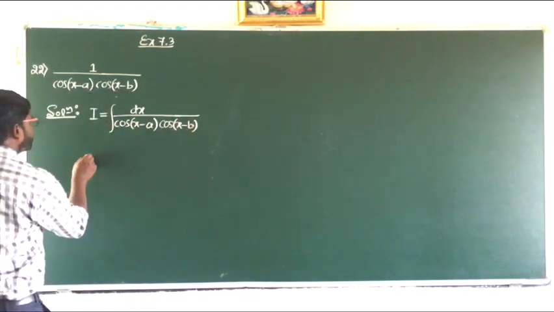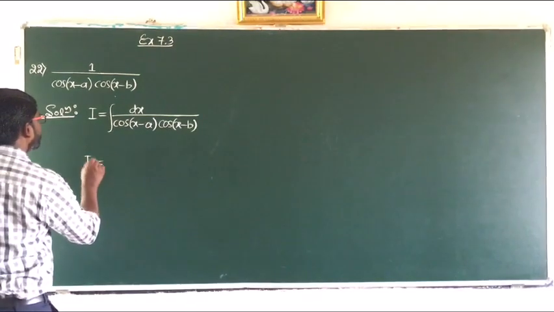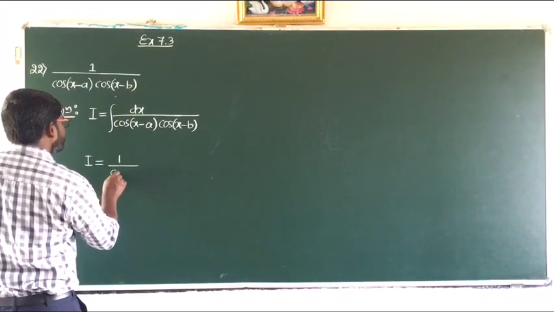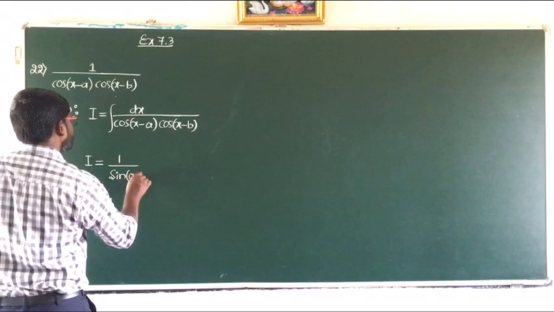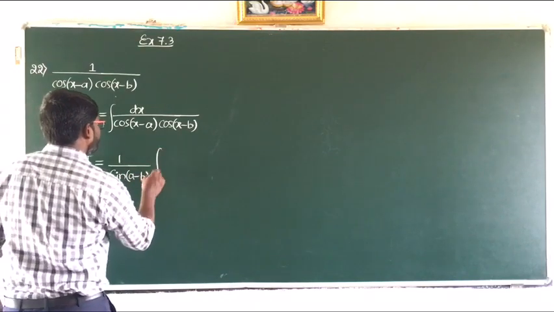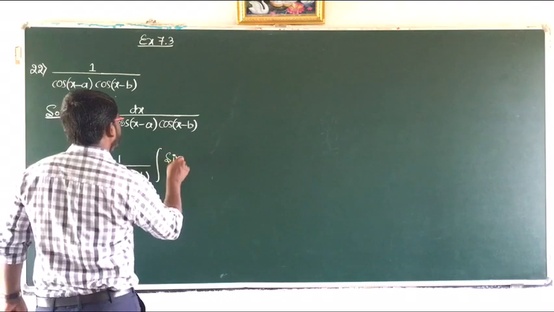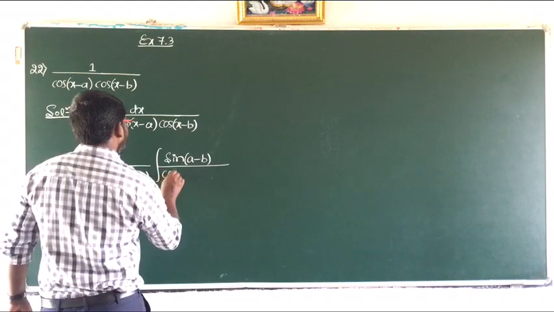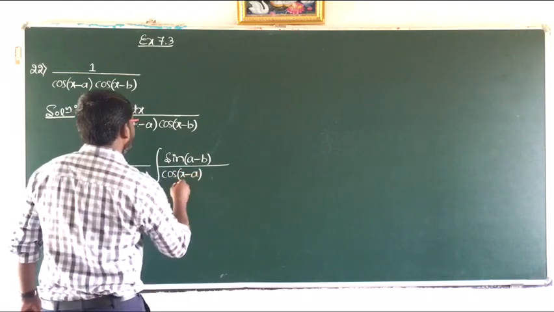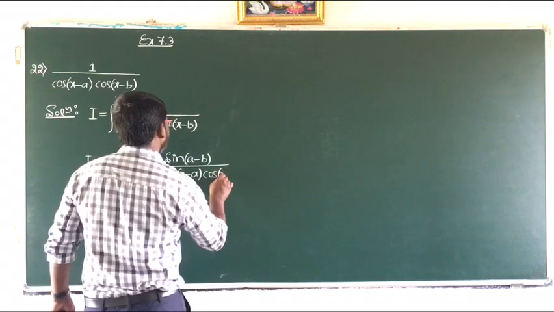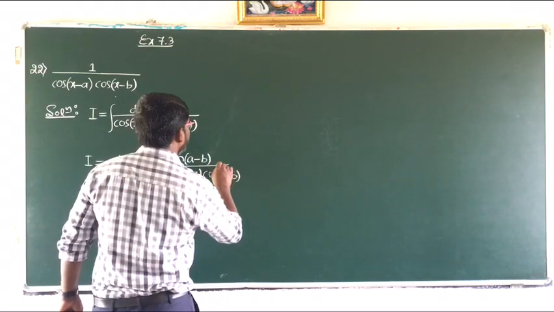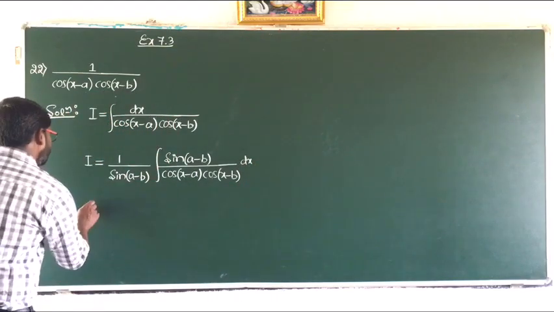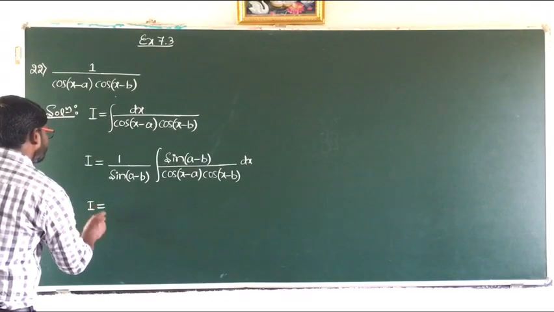Now in the next step I multiply and divide by sin of (a minus b). So here I am dividing by sin of (a minus b), integral, and here I am multiplying by sin of (a minus b), divided by cos of (x minus a) into cos of (x minus b) dx. Now see here, we have to rearrange the terms in the numerator.